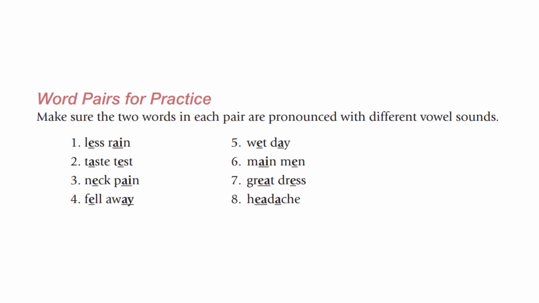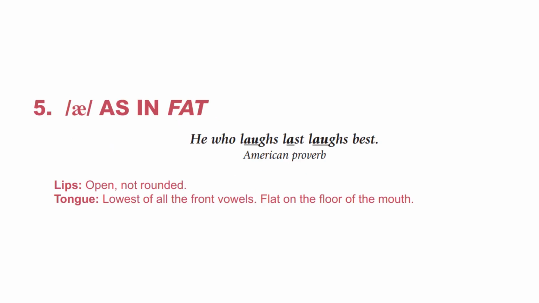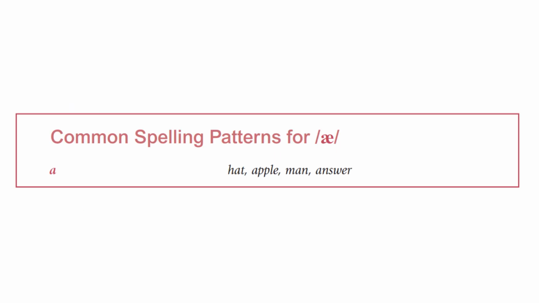Headache. A as in fat. The lips are open, not rounded, and the tongue is in the lowest position of all the front vowels. The tongue is flat on the floor of the mouth. The common spelling pattern for this sound is the letter A, as in hat, apple, man, and answer.